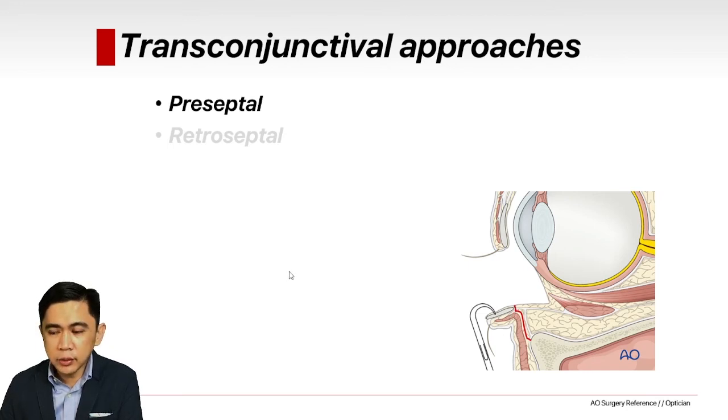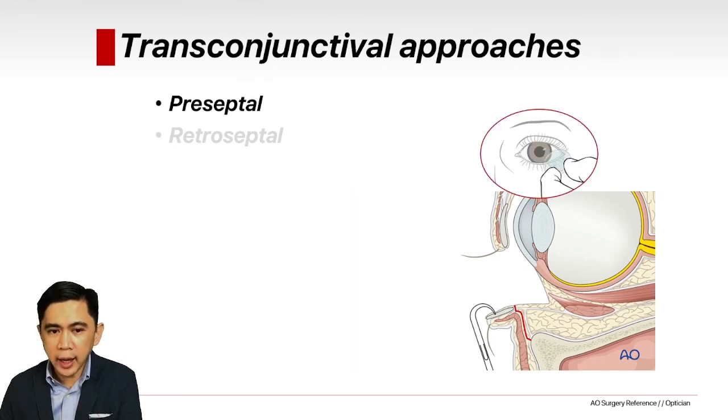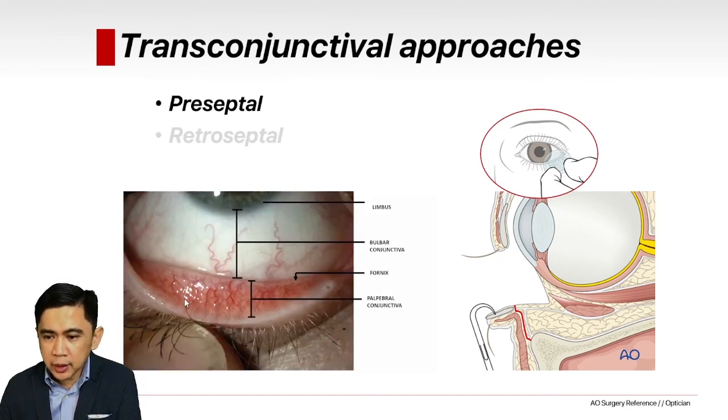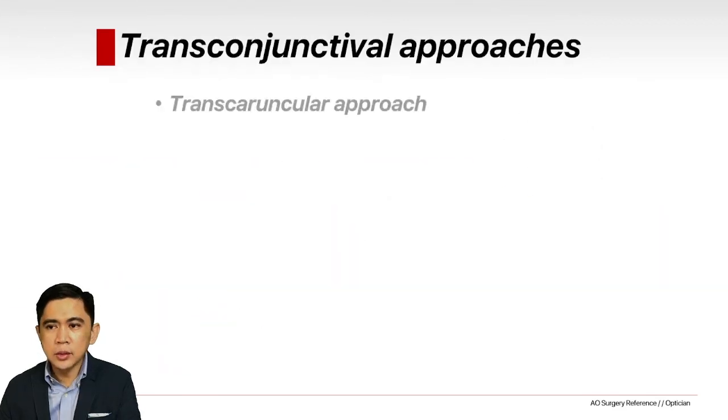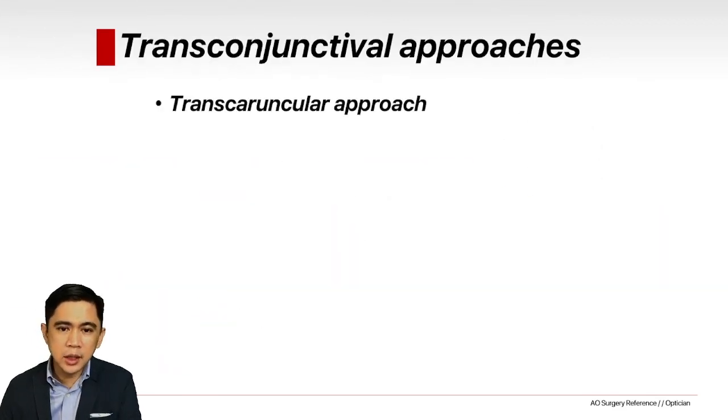So you have to palpate for the tarsus. After protecting the cornea with corneal shields, you palpate the lower border of the tarsus. It is somewhere in the palpebral conjunctiva. Actually it's over here. So let's talk about the transcaruncular approach.